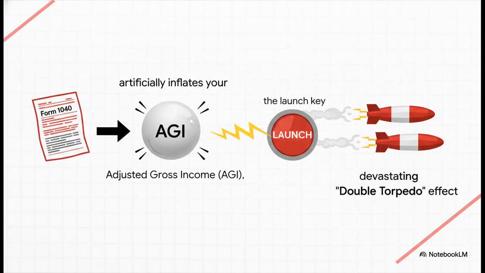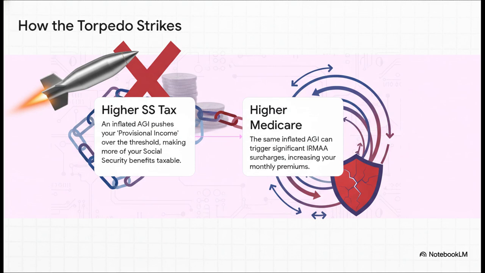And this is the trigger. It all starts with one number: your adjusted gross income, or AGI. Filing the wrong form, the 1040, almost always inflates this number because it's including income it shouldn't. And this one single artificially high number is basically the launch key for what our source material calls the double torpedo. So here's how this two-pronged attack hits your retirement savings. It's brutal. First, that inflated AGI can suddenly make up to 85% of your Social Security benefits taxable. Bam! Second, that same high AGI can trigger massive surcharges on your Medicare premiums. It's just a painful domino effect, and it all started with that simple software default.